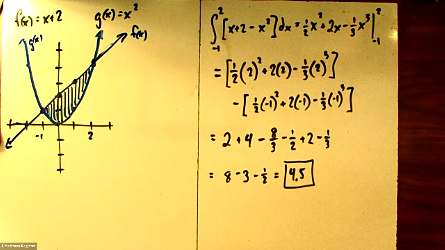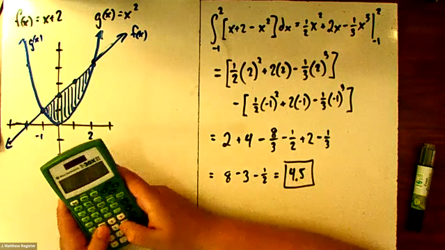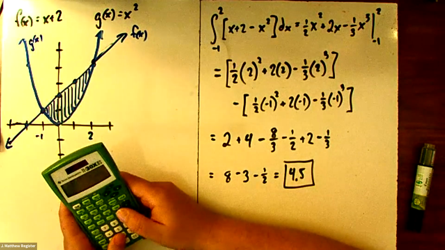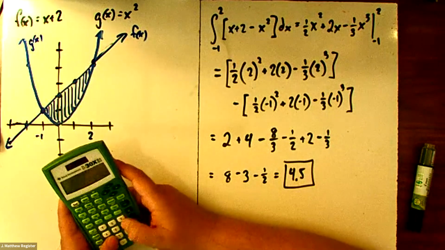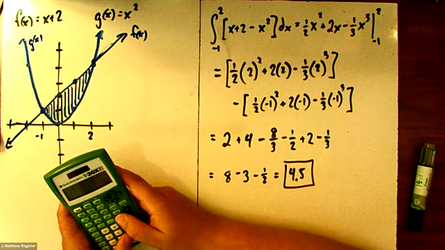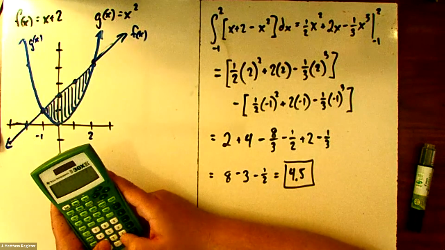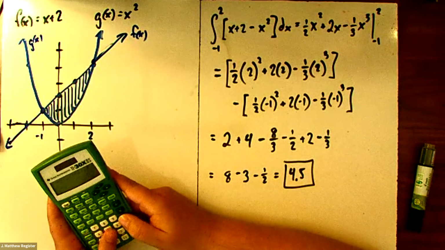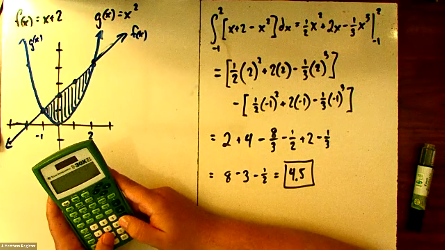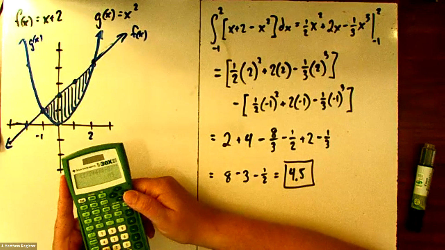Now, I don't know that I trust all of my computations, and so I'll probably throw this into a calculator just to double check. And hopefully my calculator gives me the same answer. If not, I'm in trouble. Minus 8/3 minus 1/2. Then it is minus 2 and a plus 1/3. And I get 4.5 on my calculator.